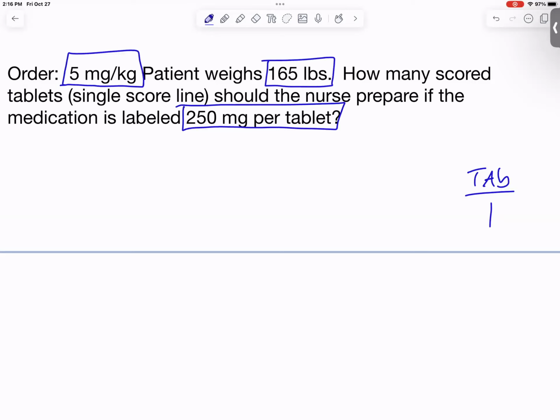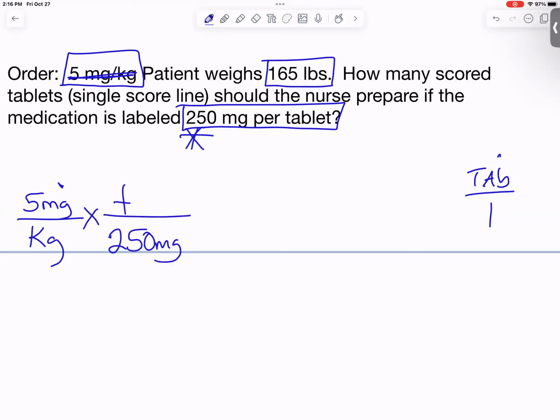So I start with my order, 5 milligrams over kilogram. That's 2-factor. He wants that medication given based on the patient's weight. No problem. So I've used that. So I need tablet and I have milligram in my numerator. So what can I use in my problem? Well, I can use the actual label of the package, what the tablet is: 250 milligrams per tablet. That gets rid of my milligrams and it gives me my tablet in my numerator.